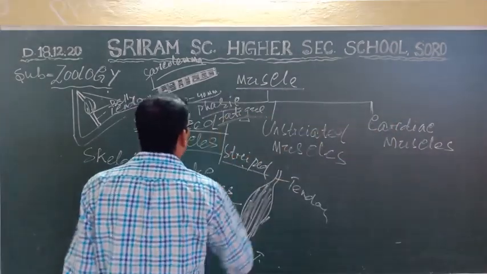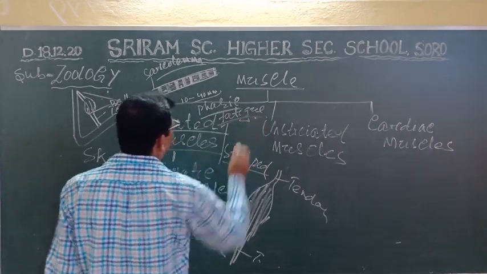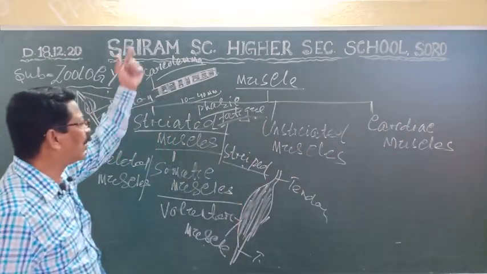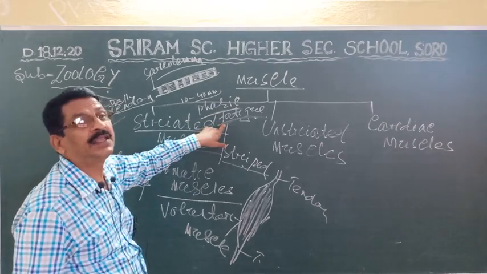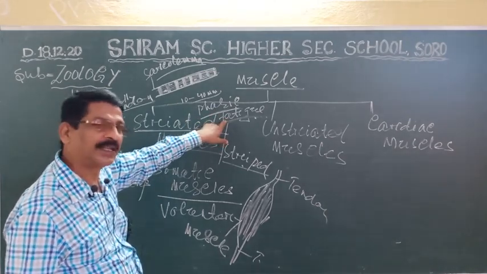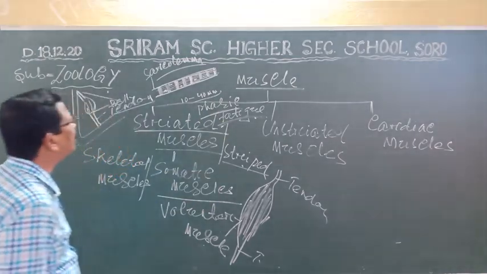Clear? Lactic acid, so it quickly becomes fatigued, and it is called the physic muscle, or the fatigue muscles. Clear? So it has many names.